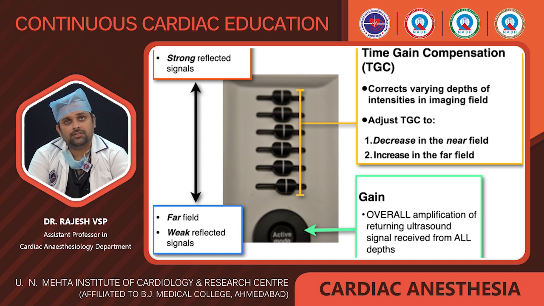These are the knobs which generally are used in time gain compensation. This knob, which is depicted by the yellow vertical line, corrects varying depths of intensities of the imaging field. To adjust, first you have to adjust the time gain compensation to decrease in the near field and increase in the far field. And the active mode is overall amplification of the returning ultrasound signal received from all the depths.